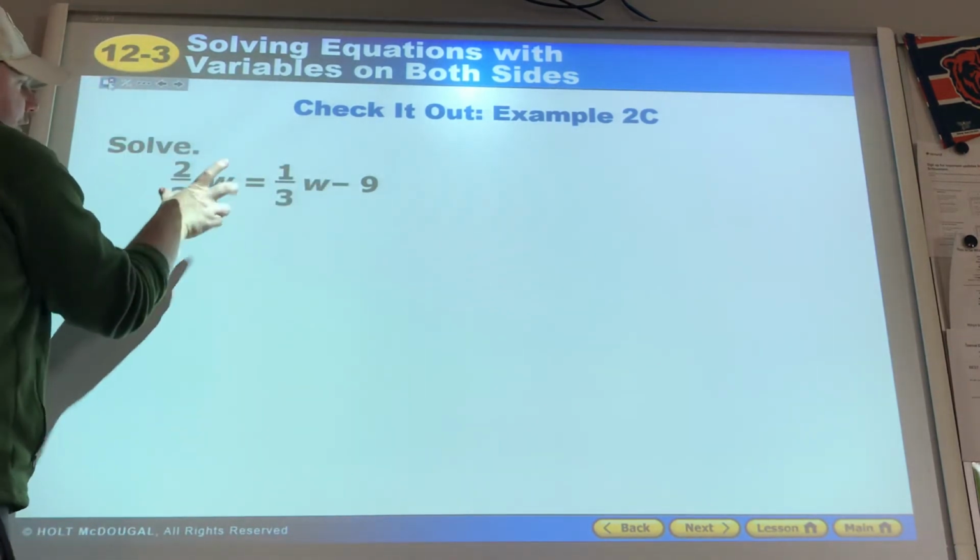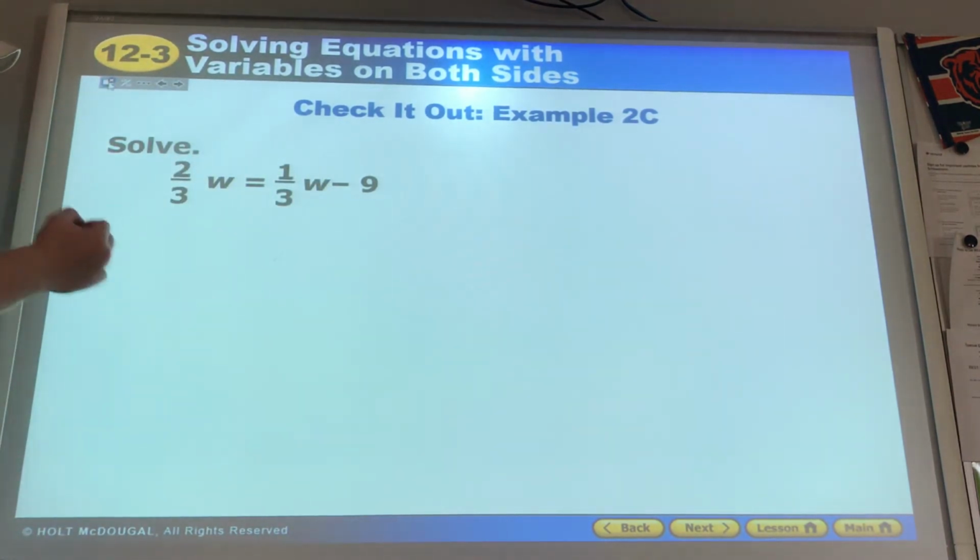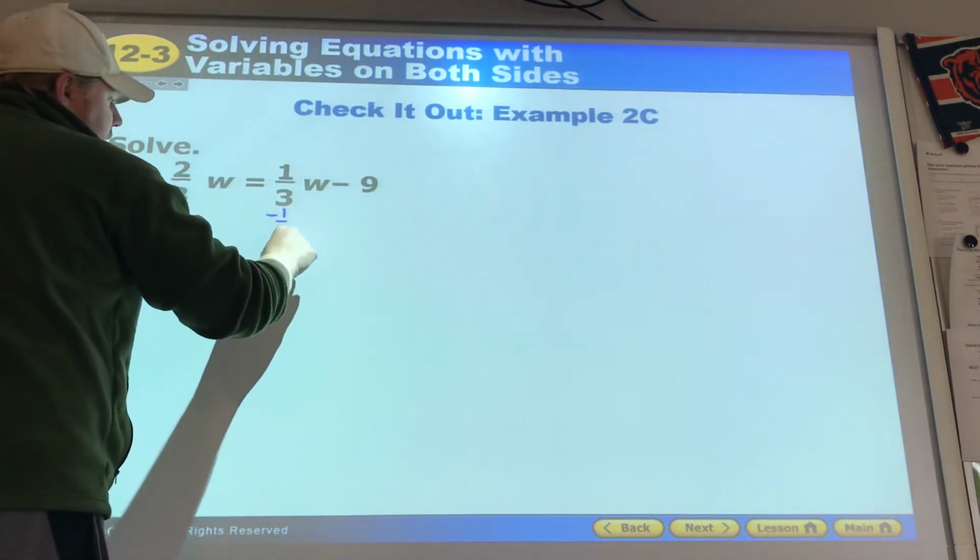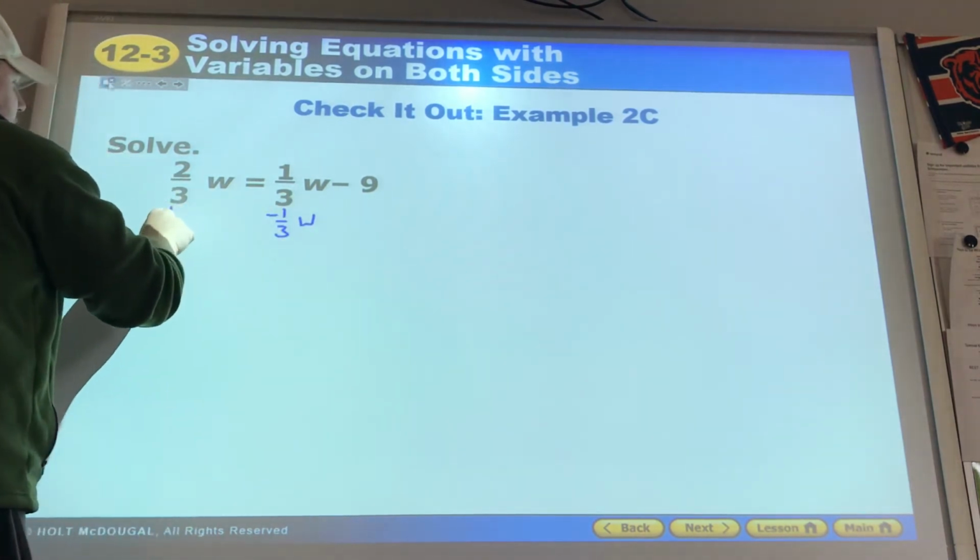1/3, 2/3. Oh, they're the same denominator. Great. So I'm going to subtract 1/3 W. Subtract 1/3 W.